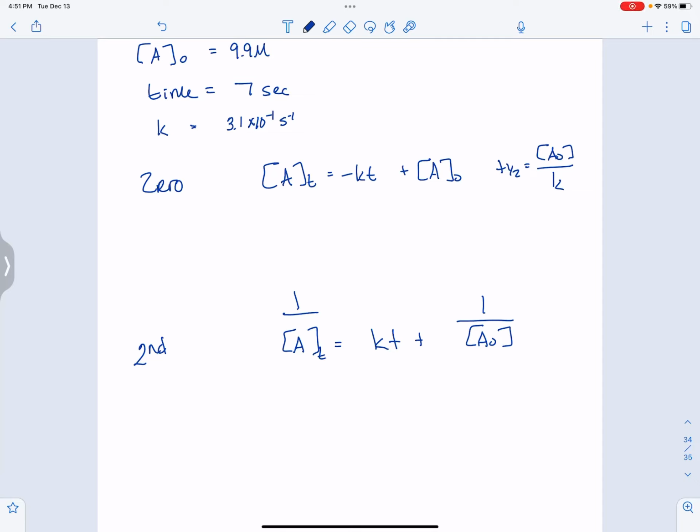So let's take a look and make sure that you can also solve these equations correctly. I've got the same similar data at least over here at the top, and that should be 7.0 seconds. And so if we needed to solve a zero order reaction for concentration or a second order reaction for concentration, this is how we'll do it.